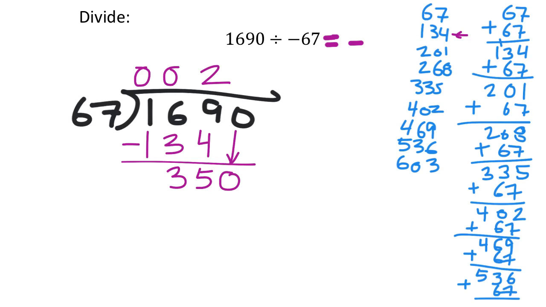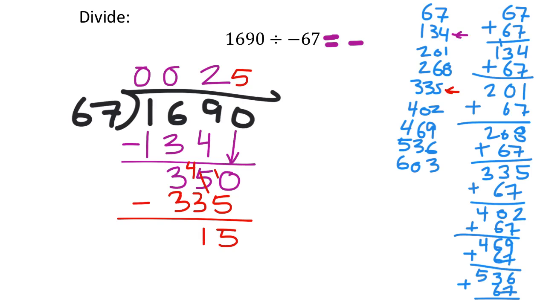I'm going to drop it down to make it 350. And at this point, 67 goes into 350. That looks like it's this multiple. That's the 5th multiple. 5 times 67 is 335. So when I subtract these, I get, that'll make that a 10. 4 minus 3 is 1. That's 15. Now, we're not worried about decimals right now. So this is my remainder.